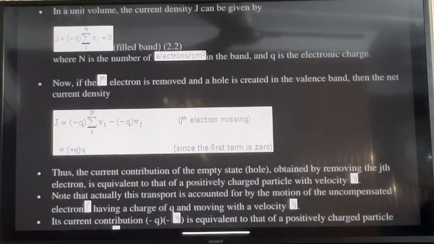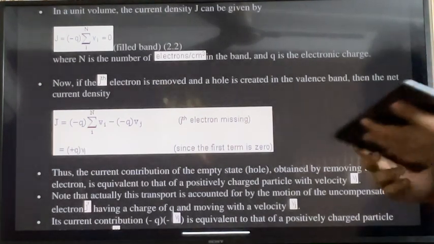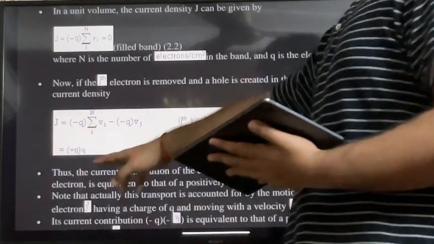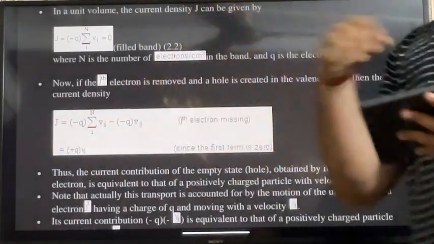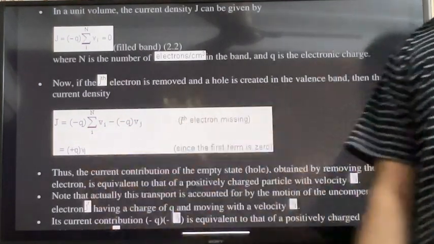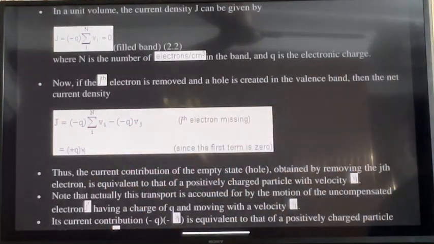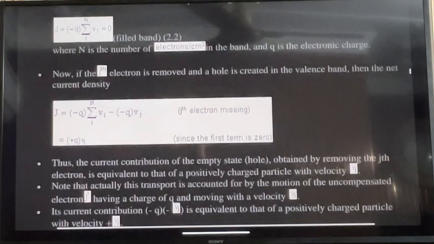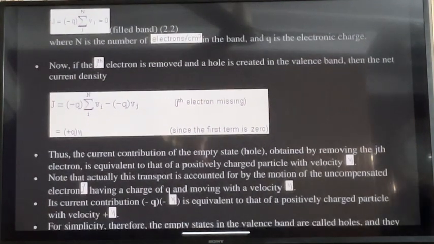However, now that we have established that the current is q times Vj, we can treat a hole as a single particle with the charge negative of that of an electron, or plus q. So we start to treat a hole as a particle. We also treat a hole to have a positive mass. How exactly we will go into later, but remember this.